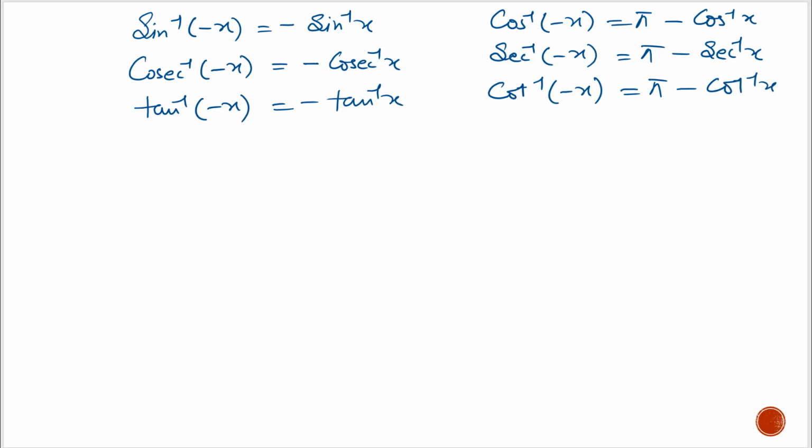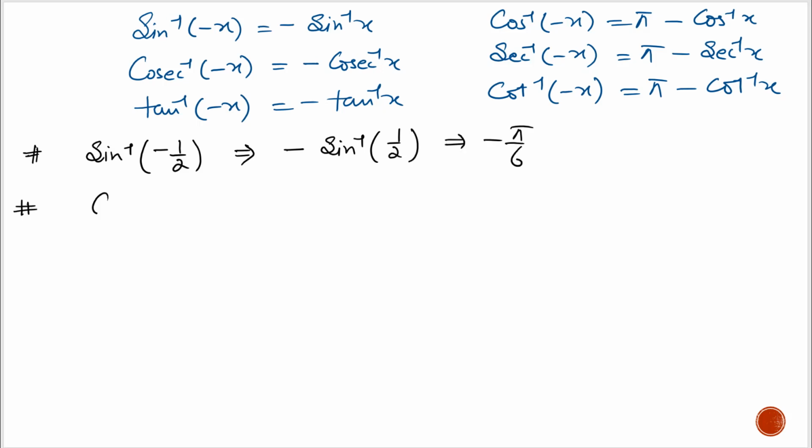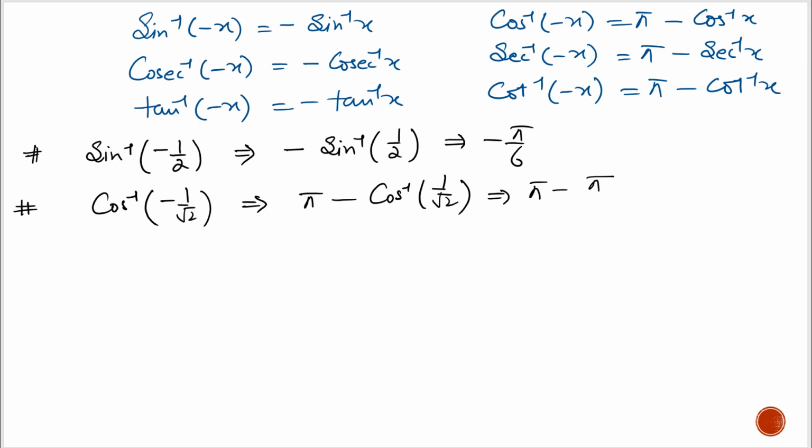Now we'll discuss some questions. Sin inverse minus 1 by 2. We'll take minus common. So it's minus sin inverse 1 by 2 and the value of sin is 1 by 2 at pi by 6. So the answer is minus pi by 6. Next, cos inverse minus 1 by root 2, which equals pi minus cos inverse 1 by root 2. The value of cos is 1 by root 2 at pi by 4. So the answer is pi minus pi by 4, which equals 3 pi by 4.